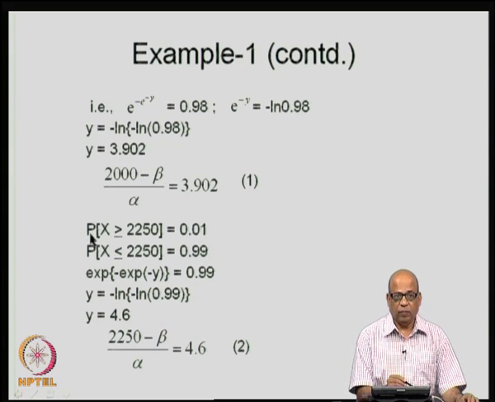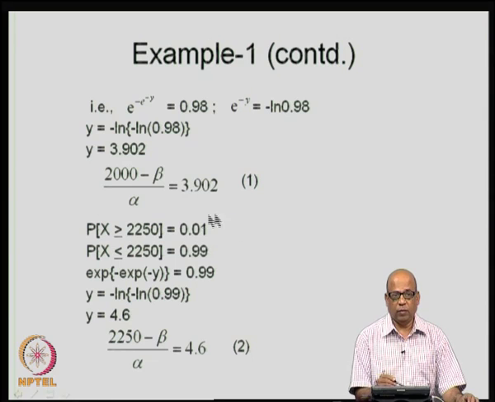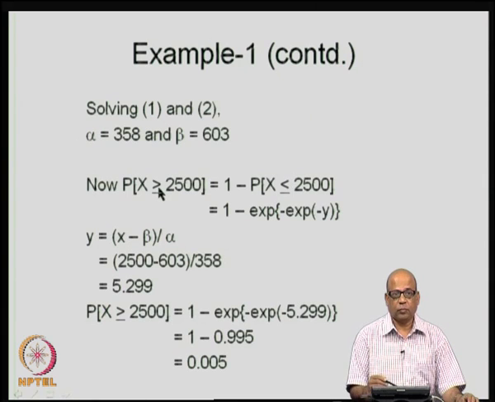Then from the second condition, which is given as probability that the peak flows exceed 2250 meter cube per second is 0.01, we write probability that x is greater than or equal to 2250 must be equal to 0.01, from which probability of x being less than or equal to that particular value will be 1 minus this, equal to 0.99. Again we use the same method and then estimate y. So, y in this case turns out to be 4.6, where y is the transformation x minus beta over alpha. So, 2250 minus beta over alpha should be equal to 4.6. So, we generated two conditions. We solve these two equations to get the two unknowns alpha and beta. So, we get alpha is equal to 358 and beta is equal to 603.